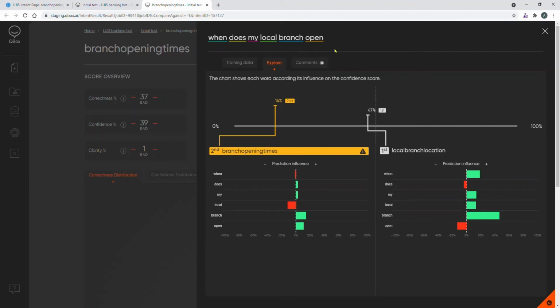When and local are negative influences to my correct intent. So these words are weak. Branch and open are having positive influences.